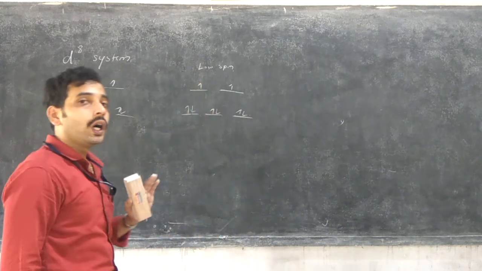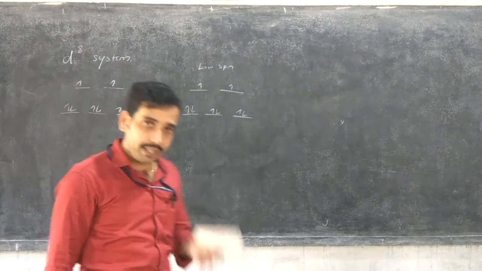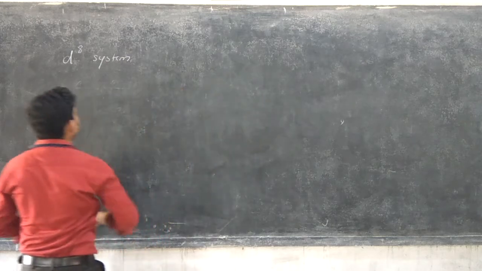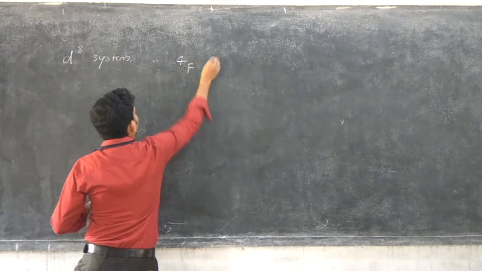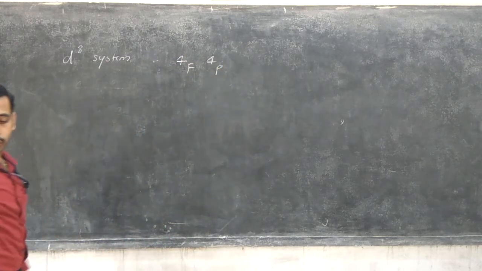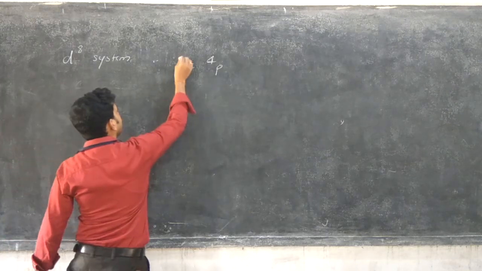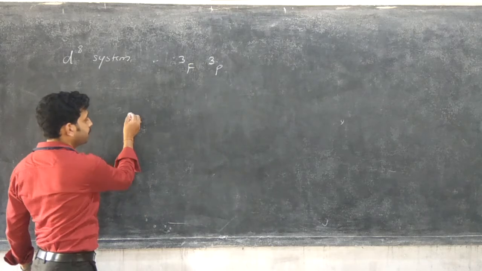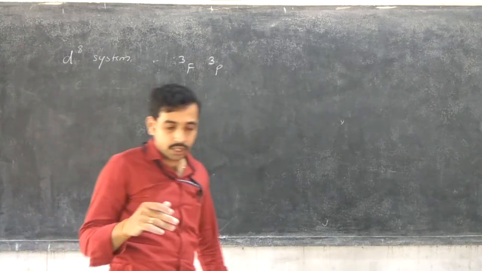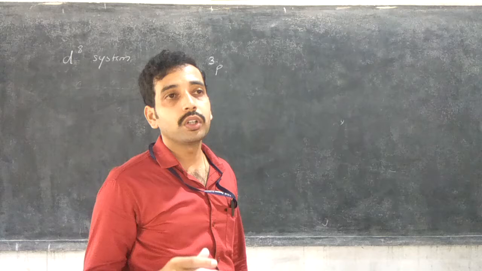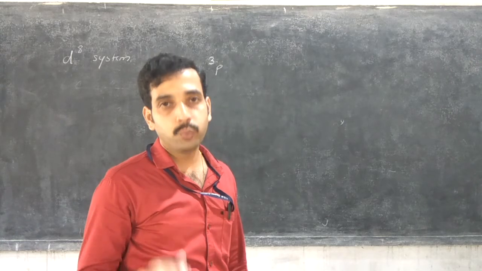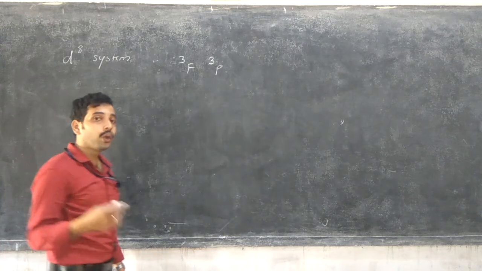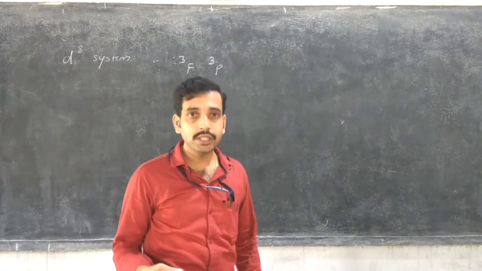It's similar to the D3 system. That's why we can draw the Tanabe-Sugano diagram of the D8 system, meaning 4F, 4P, 4, sorry, in here 3F, 3P. Why? Because in the D8 system we can calculate the spin: 2 is the spin, 1 is the spin, so 2 into 1 plus 1, that's why 3F, and similarly 3P.